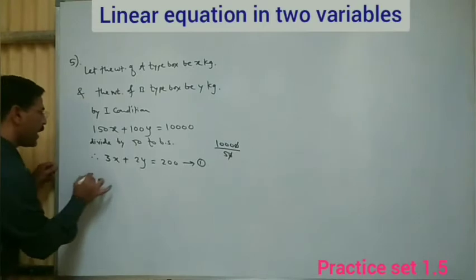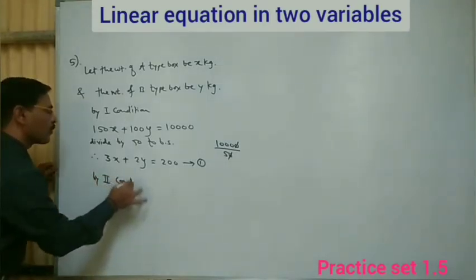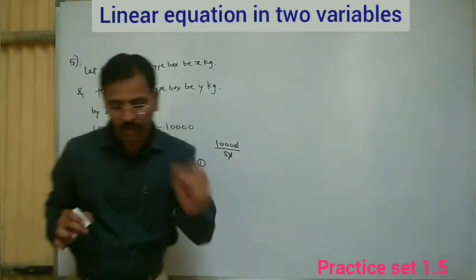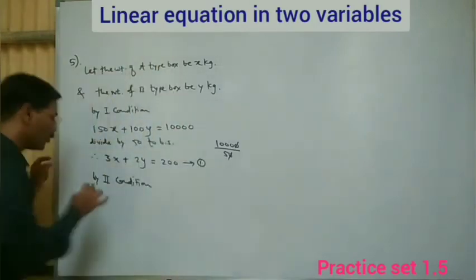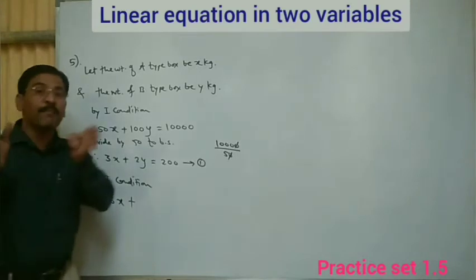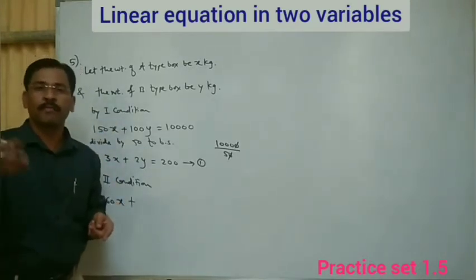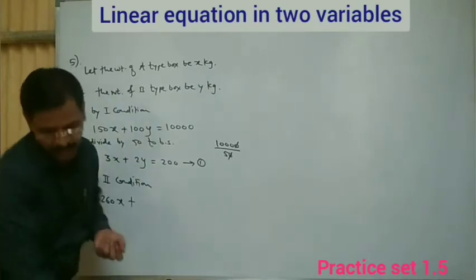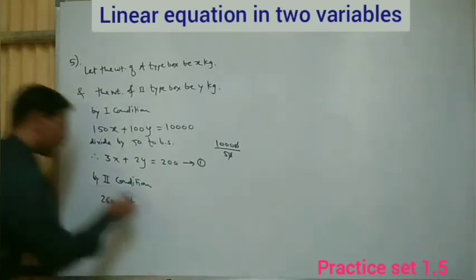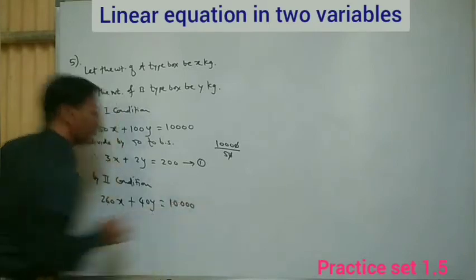Now, again by the second condition. What is our condition number 2? 260 boxes of type A. Means 260x plus. Still there are some vacant places. So in that vacant place, how many boxes of type B? 40. Those 40 boxes, that still the vacant place is there. Means 40y. Again, the truck is completely loaded.